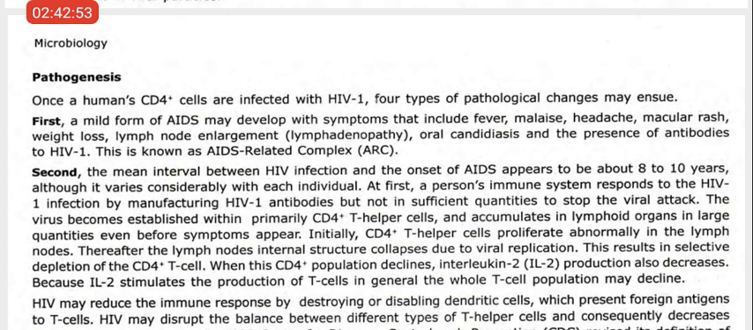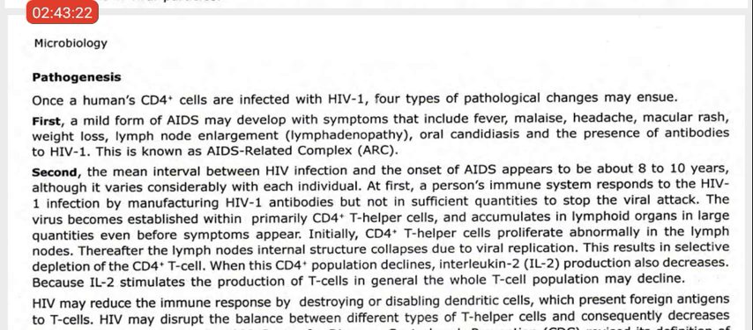Then pathogenesis. Once human CD4 plus cells are infected with HIV-1, four types of pathological changes may ensue. First, a mild form of AIDS may develop with symptoms that include fever, malaise, headache, macular rash, weight loss, lymph node enlargement, oral candidiasis, and the presence of antibodies to HIV-1. This is known as AIDS-related complex.